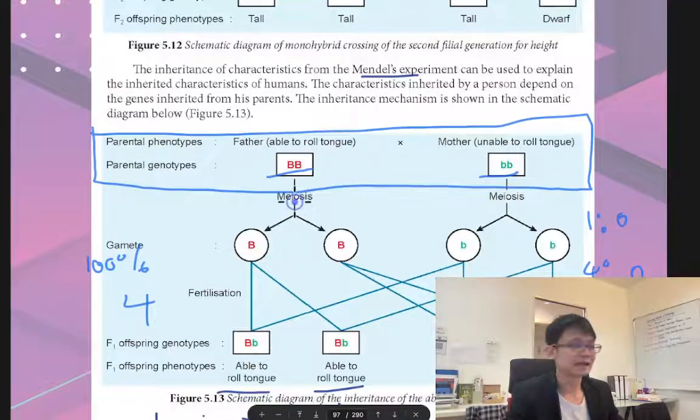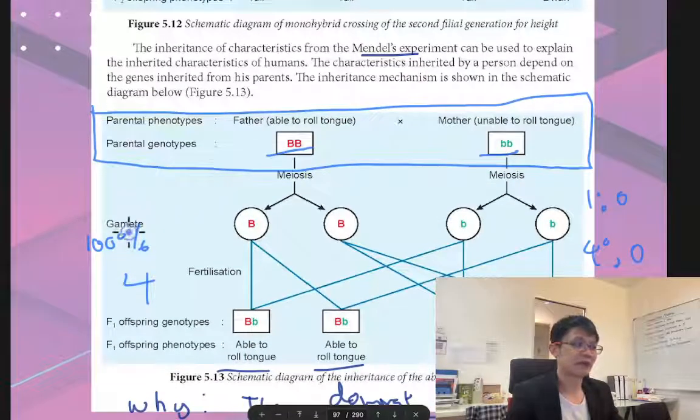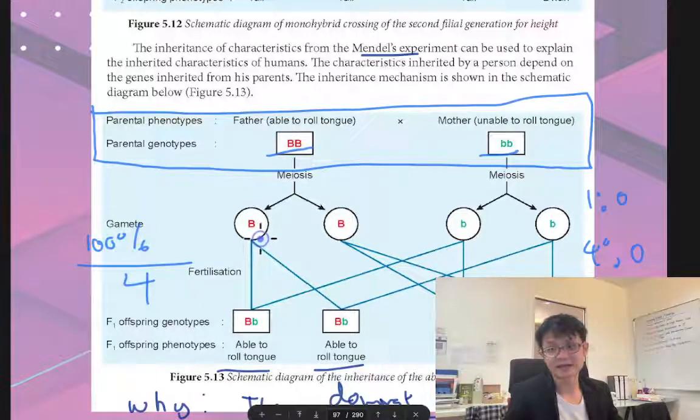Now make it clear, let's say in the exam they ask you what are the chances. If they ask about the chances, I will write 100% chance that the offspring are able to roll tongue. If you want to say 4, you cannot say 4, it doesn't make sense. How to say 4?